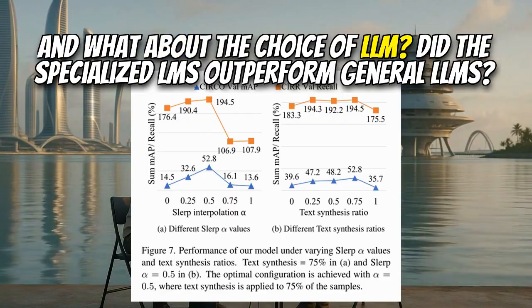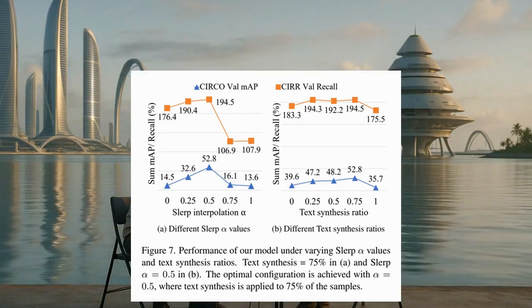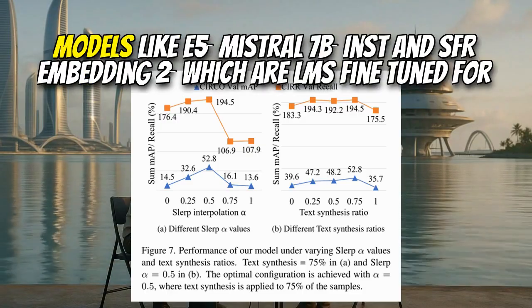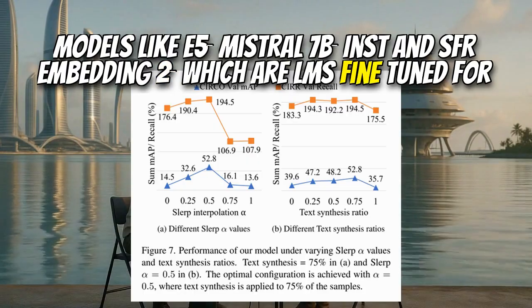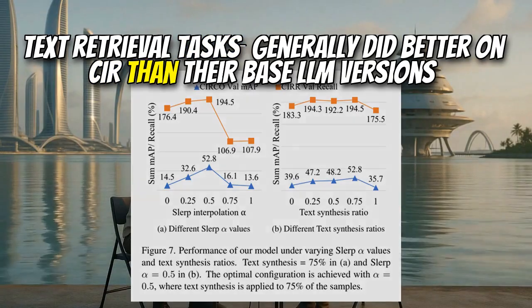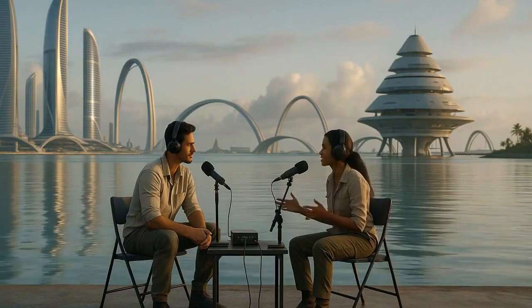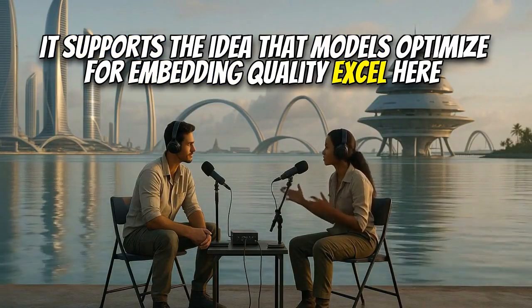And what about the choice of LLM? Did the specialized LMs outperform general LLMs? Yes, that was another finding. Models like E5 Mistral 7B Inst and SFR Embedding 2, which are LMs fine-tuned for text retrieval tasks, generally did better on CIR than their base LLM versions. It supports the idea that models optimized for embedding quality excel here.